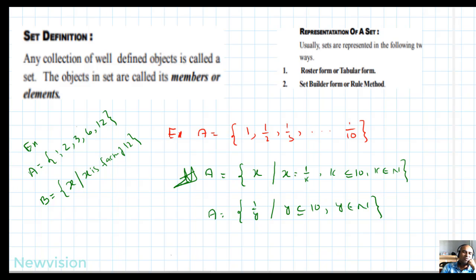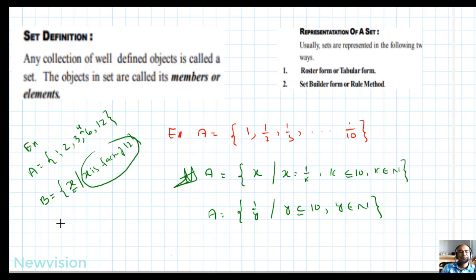Okay, you want to write 4 also. I forgot to write 4 also. Okay, 1, 2, 3, 4, 6, 12 is given. You want to write it into set builder form. What can I write? X such that X is a factor of 12. Means here a variable should be written, such that, after that we want to write a rule satisfied by that variable.